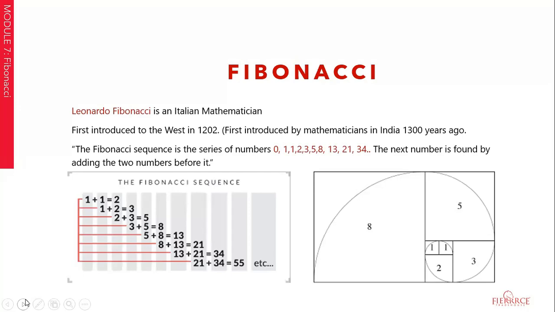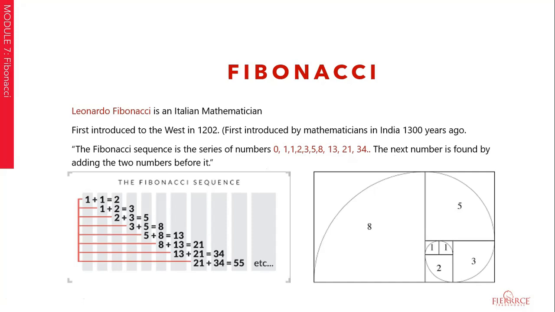So what is this Fibonacci sequence? The Fibonacci sequence is a series of numbers from 0 to infinity. But the way they are calculated is like this: 0, 1, 1, 2, 3, 5, 8. Then we have 13, 21, 34, and so on and so forth. So technically, each number is found by adding the 2 numbers before it. For example, if I have the numbers 2 and 3, the next number will be 5.